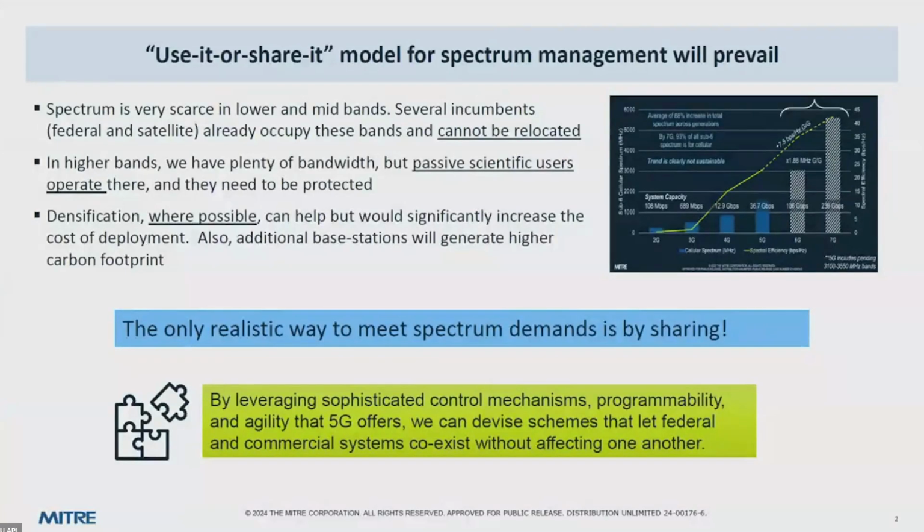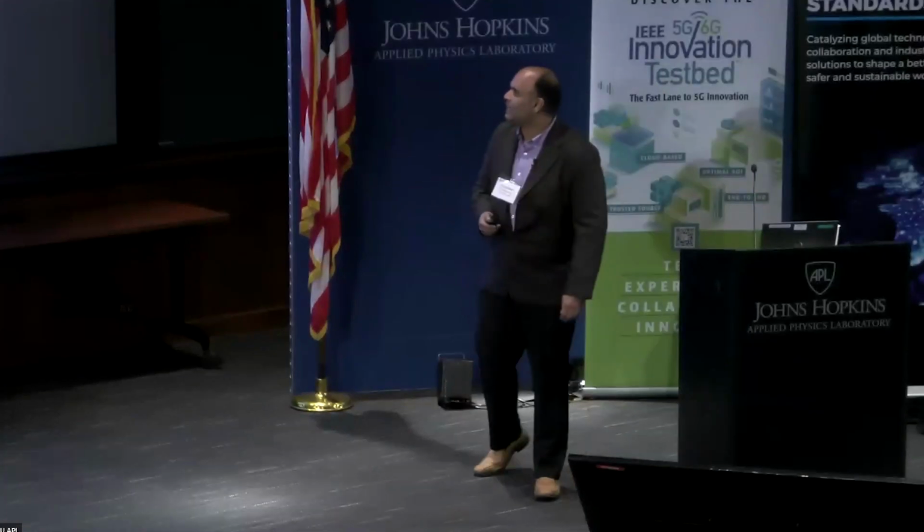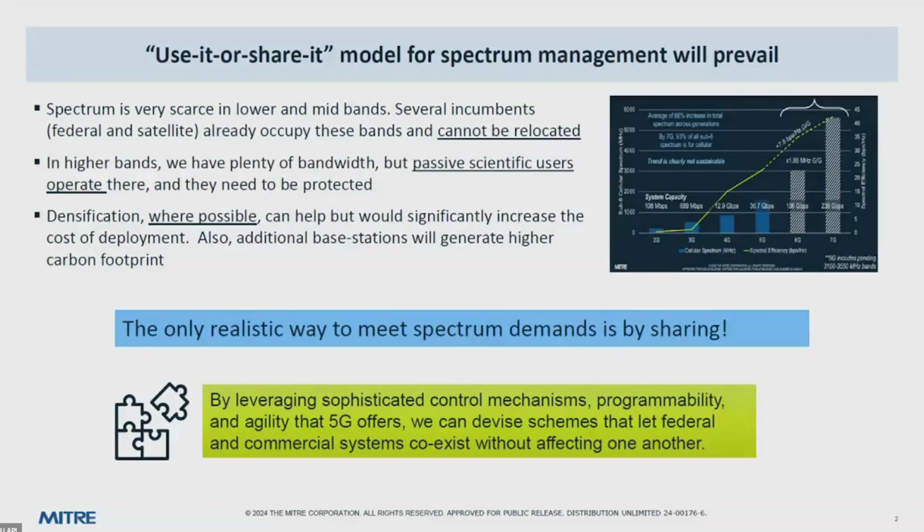I am going to start with something that we all know. Spectrum is a very precious resource. And spectrum, especially in the lower bands and the mid-band, is even more precious. Why? Because it has the right amount of coverage and capacity. The problem comes when the lower band and the mid-band are already occupied by several federal systems, and it may not be very economical and efficient to relocate them.